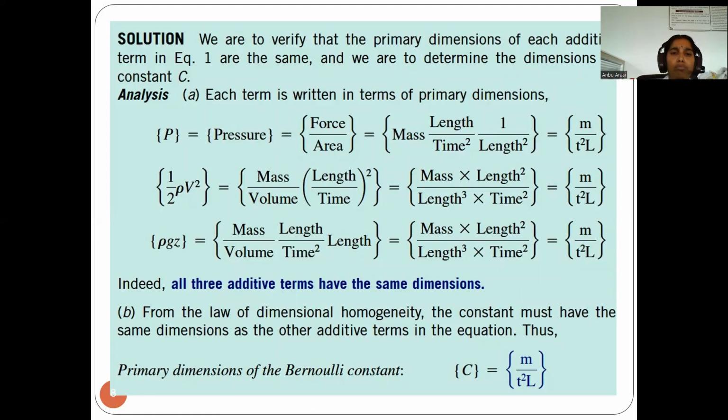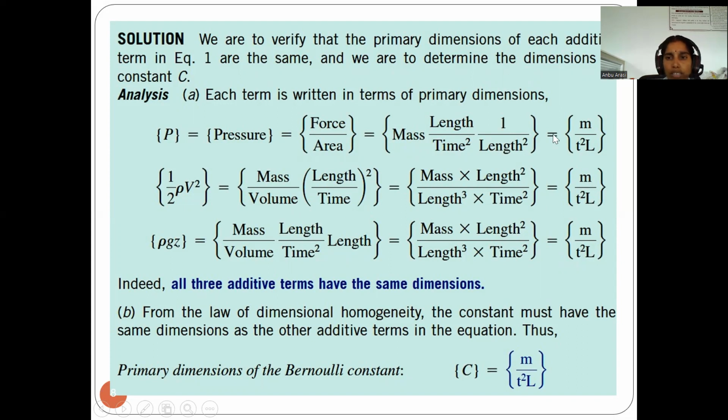Solution: pressure is equal to force divided by area. Force is mass times acceleration, and acceleration is length divided by time squared. Area is length squared. So the dimensions are mass times length by time squared, times 1 divided by length squared.